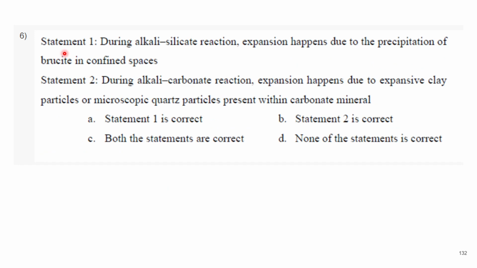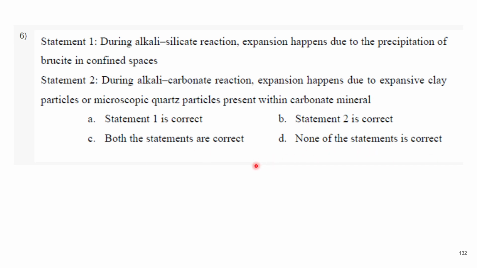Sixth question. Statement 1, during alkali silica reaction, expansion happens due to the precipitation of brucite in confined spaces. Statement 2, during alkali carbonate reaction, expansion happens due to expansive clay particles or microscopic quartz particles present within carbonate mineral. So which is the correct option? 1 is correct, 2 is correct, both correct, or none correct.